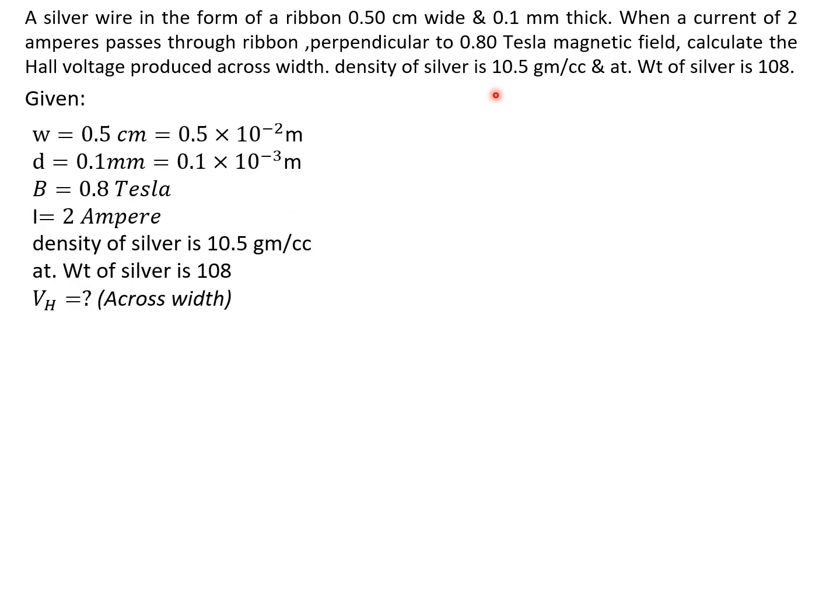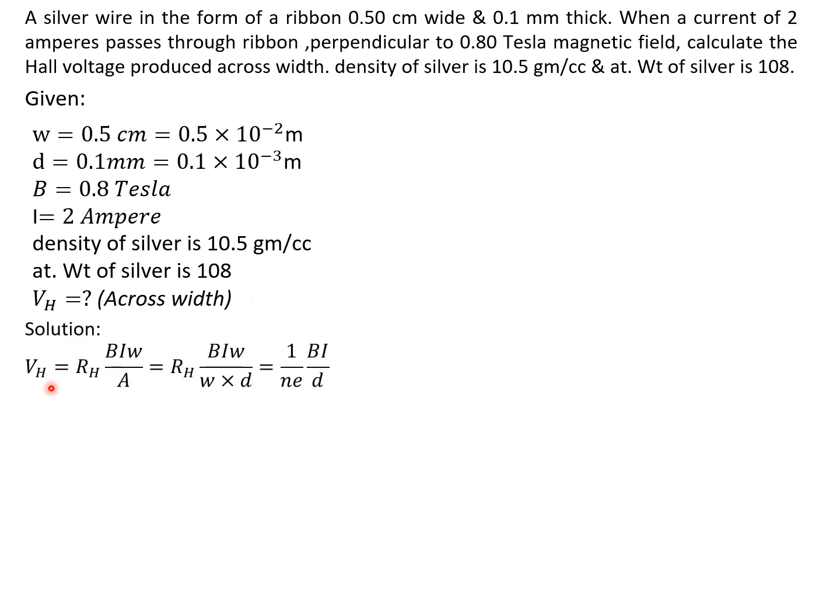Width and depth are converted to meters because we use SI units here: 0.5 into 10 raised to minus 2 meters, and 0.1 into 10 raised to minus 3 meters. Magnetic field is 0.8 Tesla. Current is 2 amperes. Density of silver is 10.5 gram per cc. Atomic weight of silver is 108. We need to calculate the Hall voltage which is appearing across the width. Let us solve the numerical.